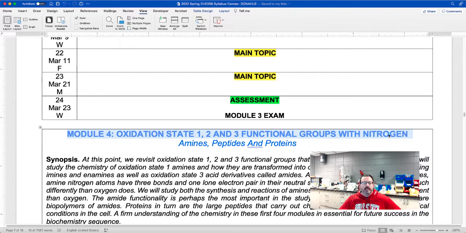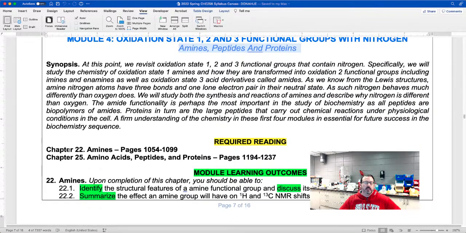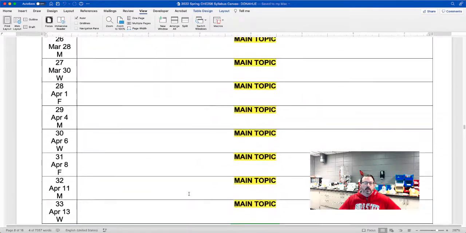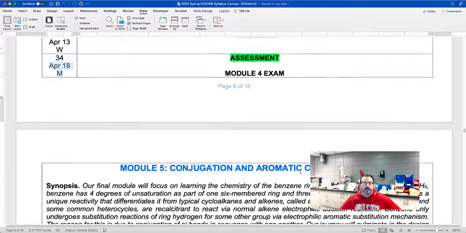Module 4 is now oxidation state 1, 2, and 3 functional groups with nitrogen. That includes amines, peptides, and proteins. So that's 2 chapters, 22 and 25. That exam is on Monday, April 18th.